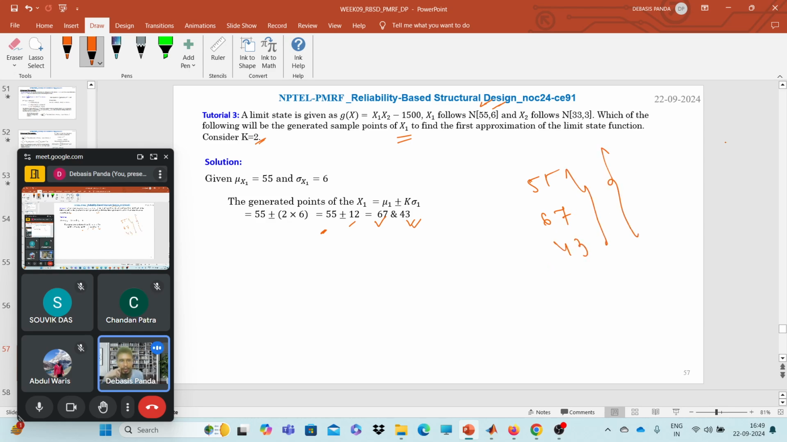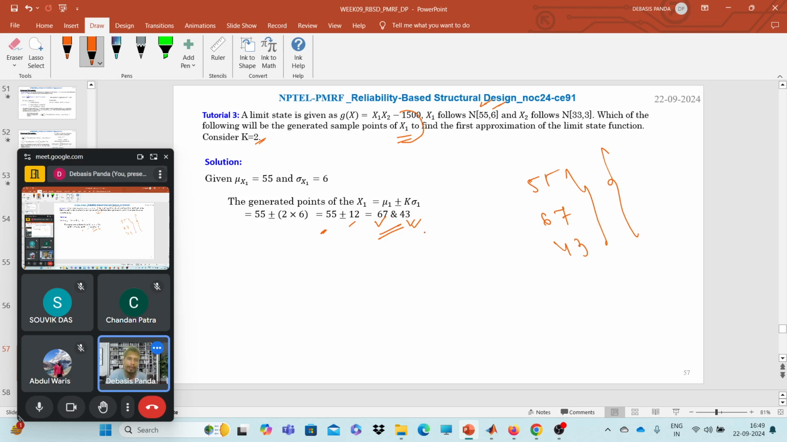Again for another set you will have that many numbers. That means in total you will have 2n plus 1, that means 5 sets. So here they are asking for only x1 sample points. So you will have 67 and 43 because 55 plus 2 sigma and minus 2 sigma will give you this. Actually, they are not asking to generate the complete set of support points.